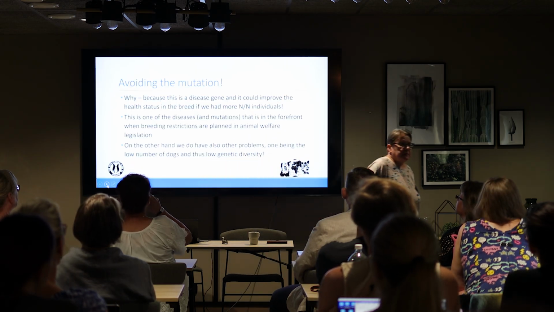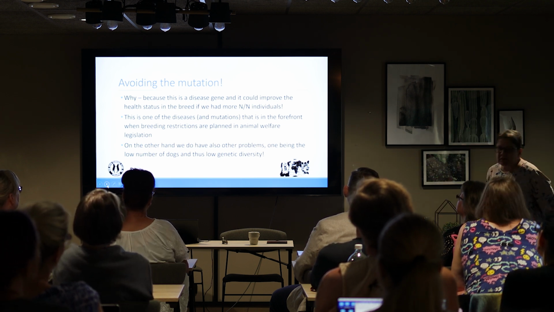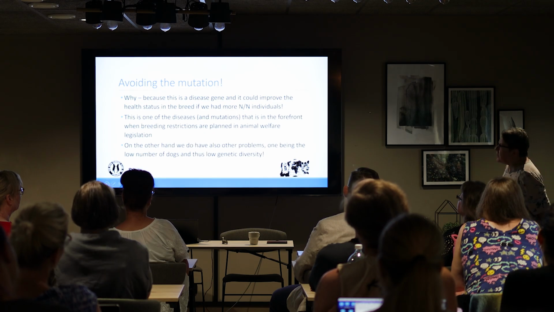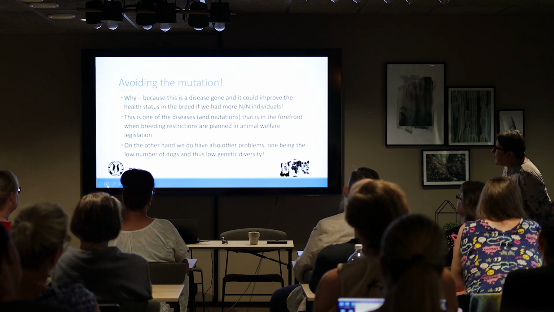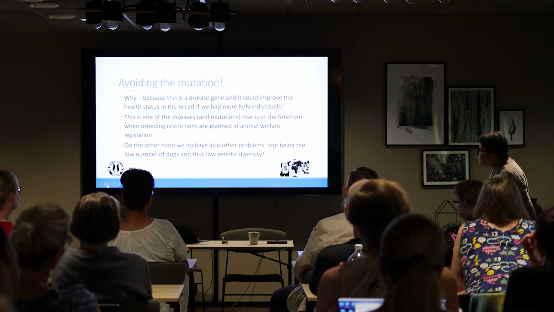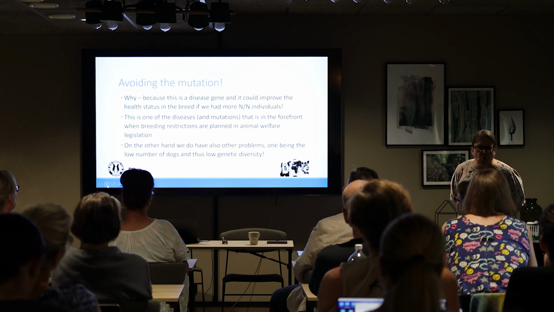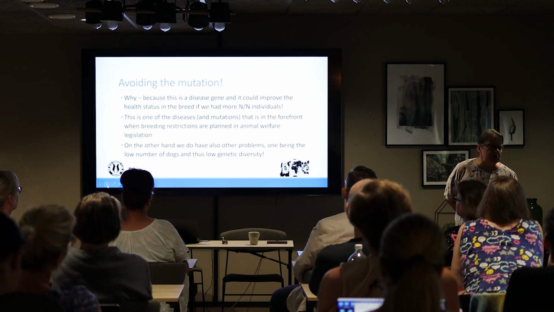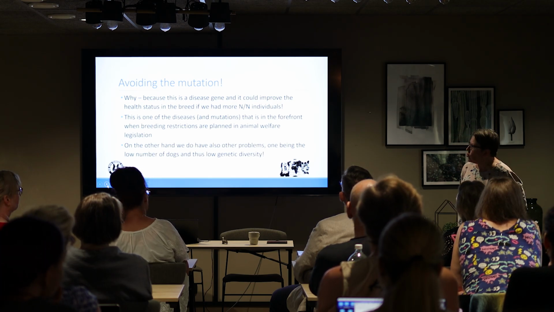What are the next steps then? One possibility is to start to avoid the mutation. But, as said, we most probably have too many dogs who have this mutation. This is a disease gene for sure. This chromosome 12 mutation. If we had more normal individuals without this mutation, it would, in my opinion, improve the health status in the breed as a whole.